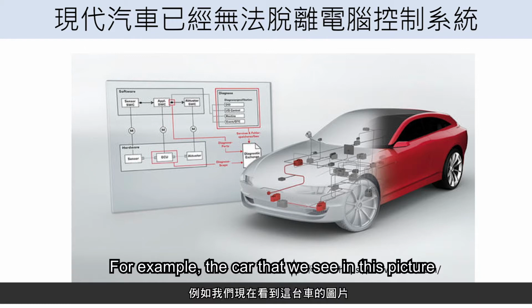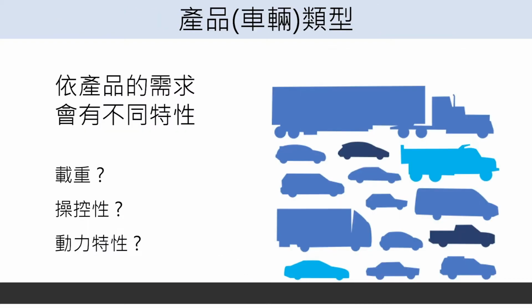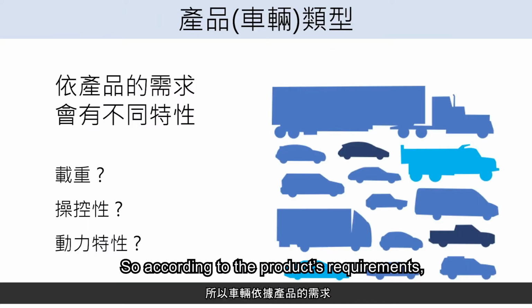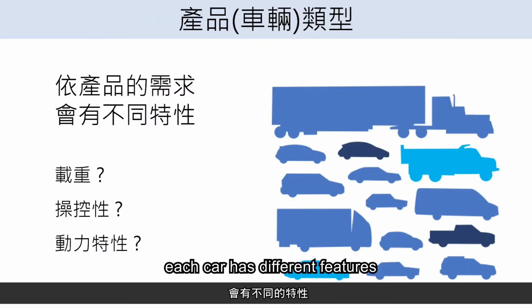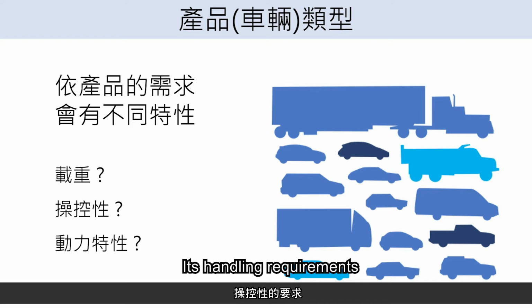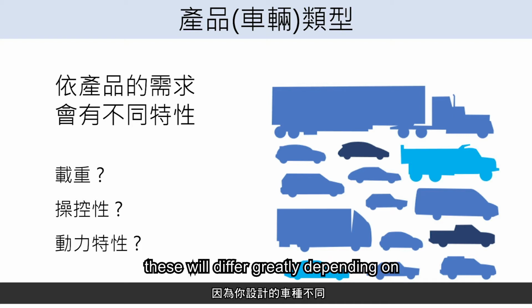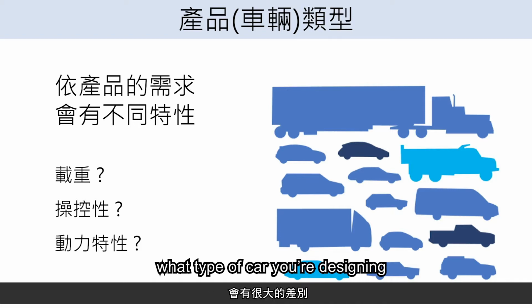For example, the car that we see in this picture, there are many parts within. There are roughly over 20 miniature microcontrollers. So according to the product's requirements, each car has different features. There are a few aspects that we need to consider. For example, the loading of the car, its handling requirements, its driving power characteristics. These will differ greatly depending on what type of car you are designing.